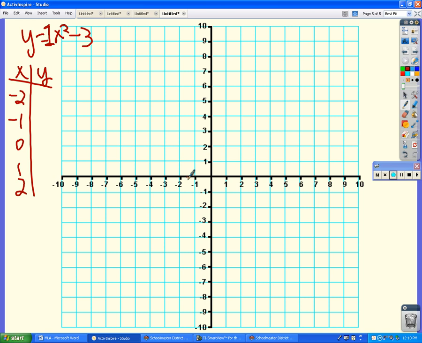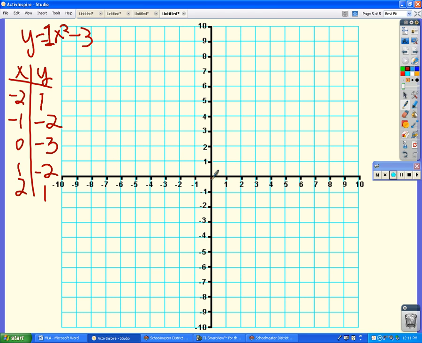And then what does the negative 3 do to it? It's going to make the whole thing move down 3. So if I plug negative 2 in there for x, negative 2 squared is 4. And 4 take away 3 is 1. So negative 2 will give me 1. If I plug negative 1 into there, negative 1 squared is 1. And 1 take away 3 is negative 2. If I plug in 0, 0 squared is still 0, and 0 minus 3 is negative 3. And then what happens? The magic happens, negative 2 and 1.